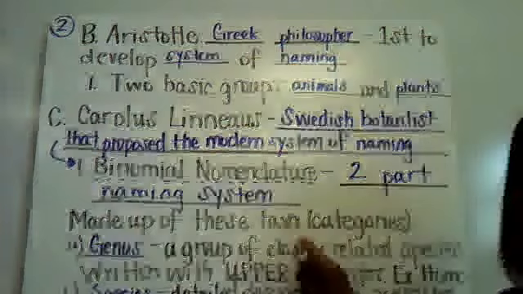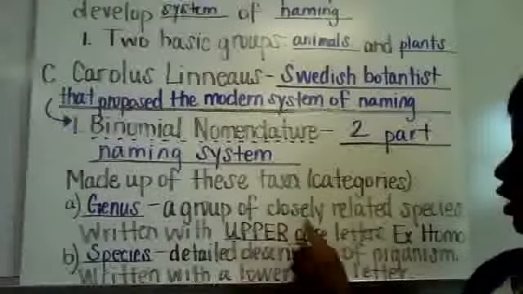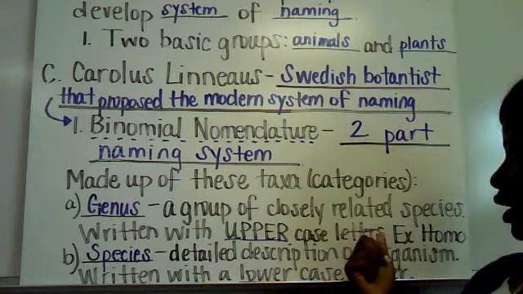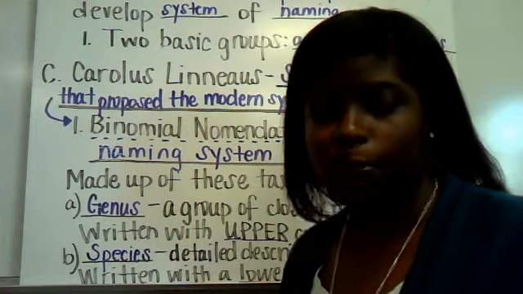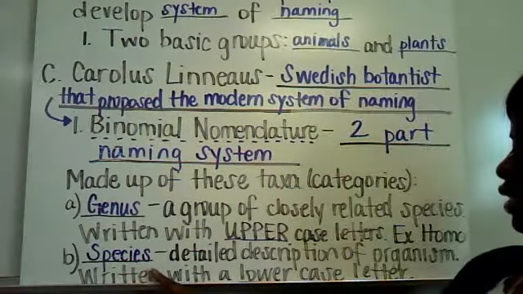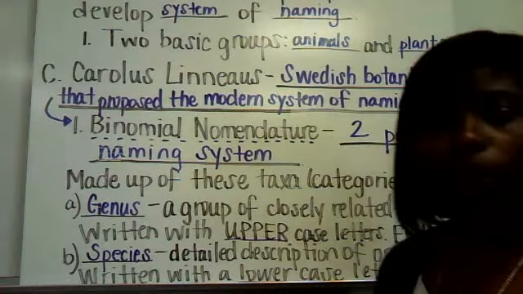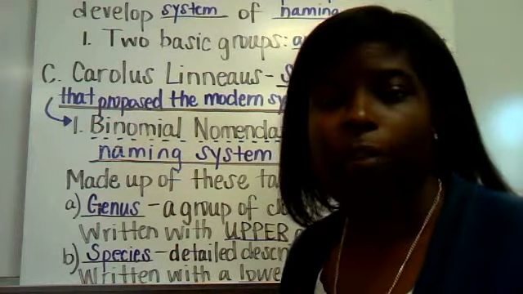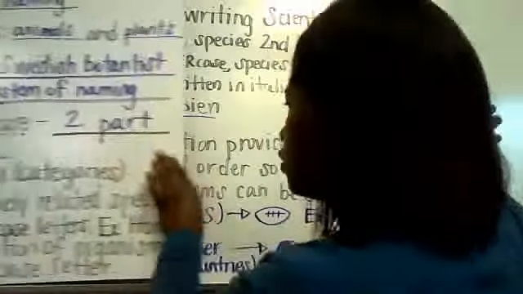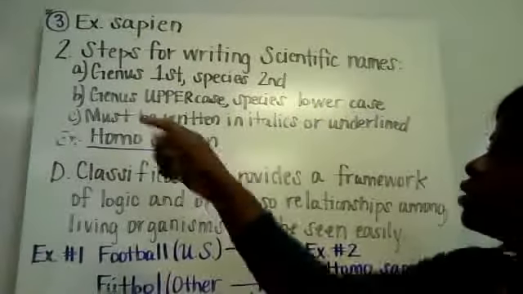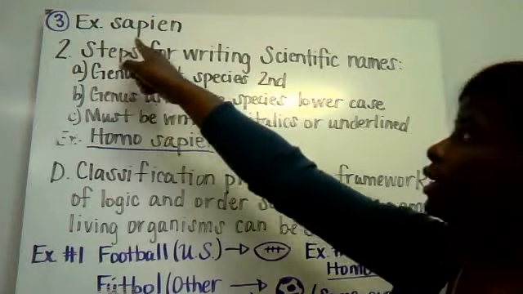So the taxa used for that are the genus, which is a group of closely related species. They're written with uppercase letters. An example of that would be Homo. So this is the first time we've heard this bit of the information, but the second taxa, which is species, is a detailed description of organisms written with a lowercase letter. We've talked about species when we were in ecology and we talked about your levels of organization. So the example of a species would be sapiens.